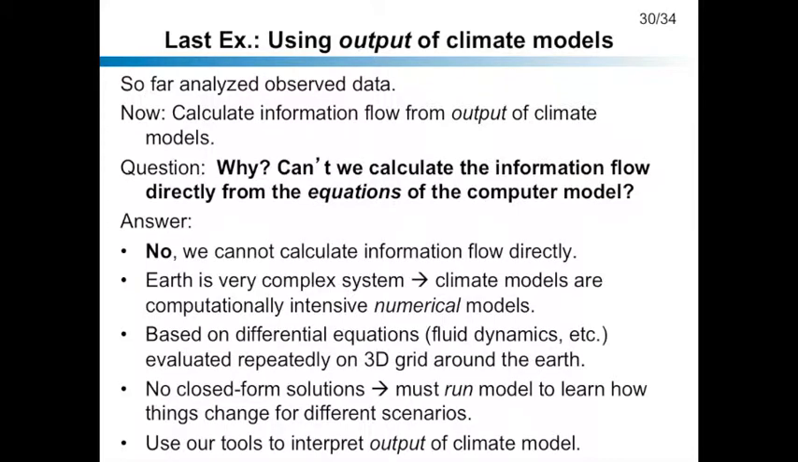So I would just point out one more useful thing that we can do with this. So far we've only analyzed observed data. Now we're moving on to looking at the output of model data. Why do we want to do that? Because we have models that at least give us some indication of what the climate is likely to be like 100 years from now. And so we can take the output of those models and analyze them and look at the information flow then versus now.